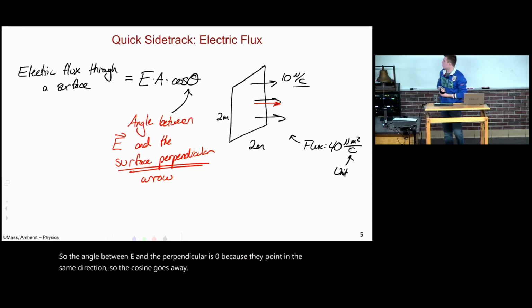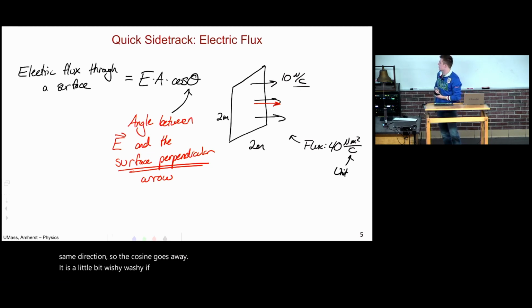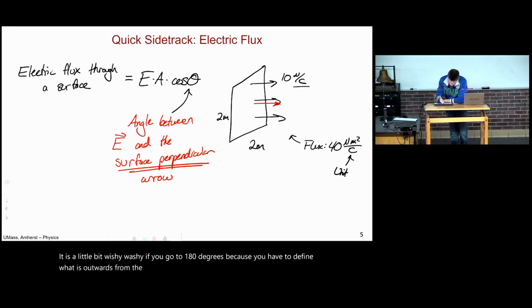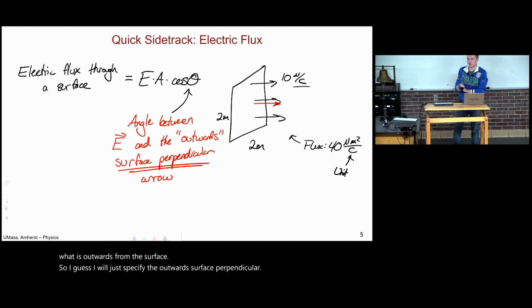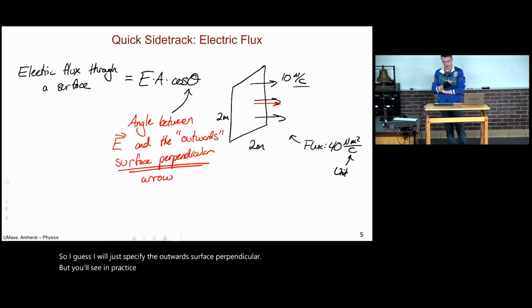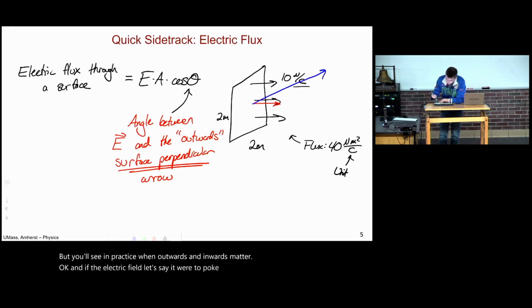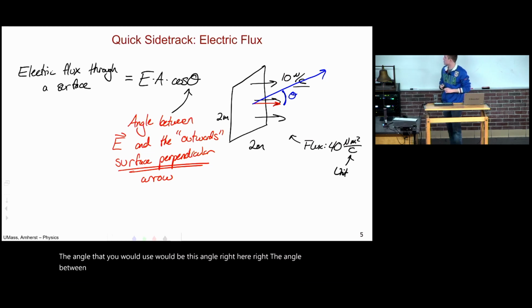It is a little bit wishy-washy if you go to 180 degrees because you have to define what is outwards from the surface. So I guess I will just specify the outwards surface perpendicular. But you'll see in practice when outwards and inwards matter. Okay, and if the electric field were to poke in a different direction, like that way, the angle that you would use would be this angle right here, right? The angle between the electric field arrow and the surface perpendicular arrow.